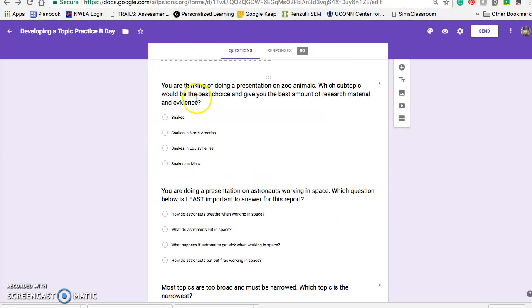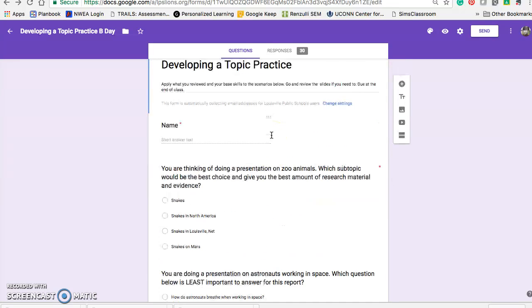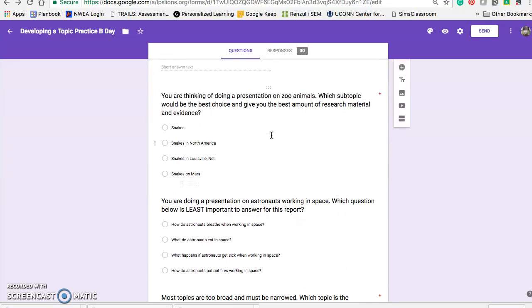assessment itself that we looked at. So our first question was, you are thinking of doing a presentation on zoo animals. Which subtopic would be the best choice to give you the best amount of research material and evidence? Snakes. That's a pretty big topic. I don't think that's the one. Snakes in North America. That's better. It narrows it down to a continent. Snakes in Louisville, Nebraska. You'll see I have a typo there.